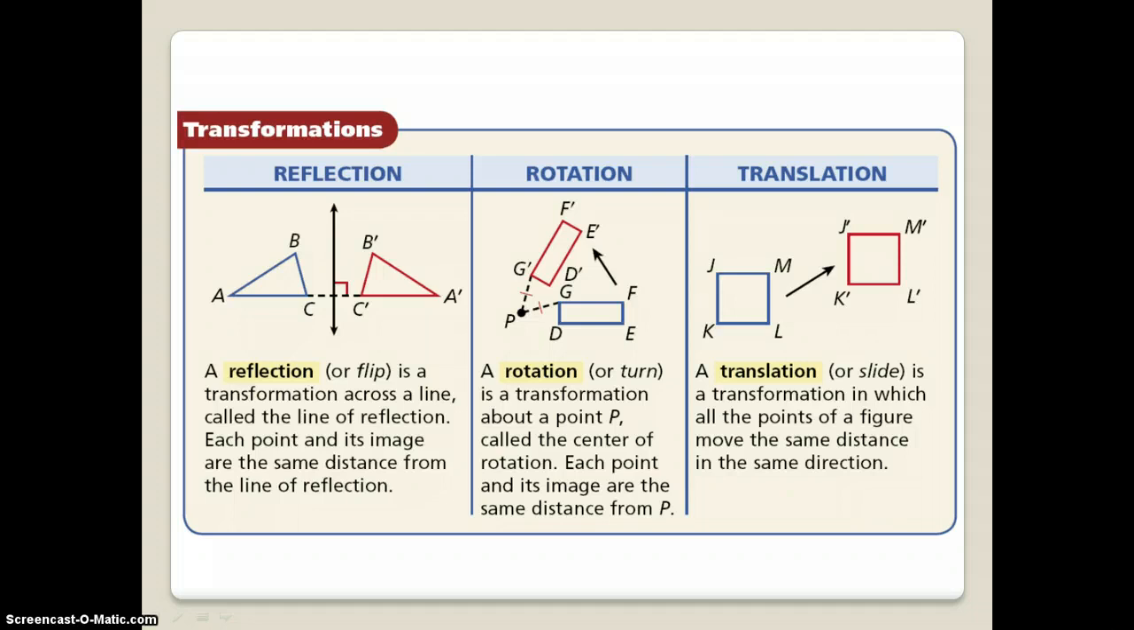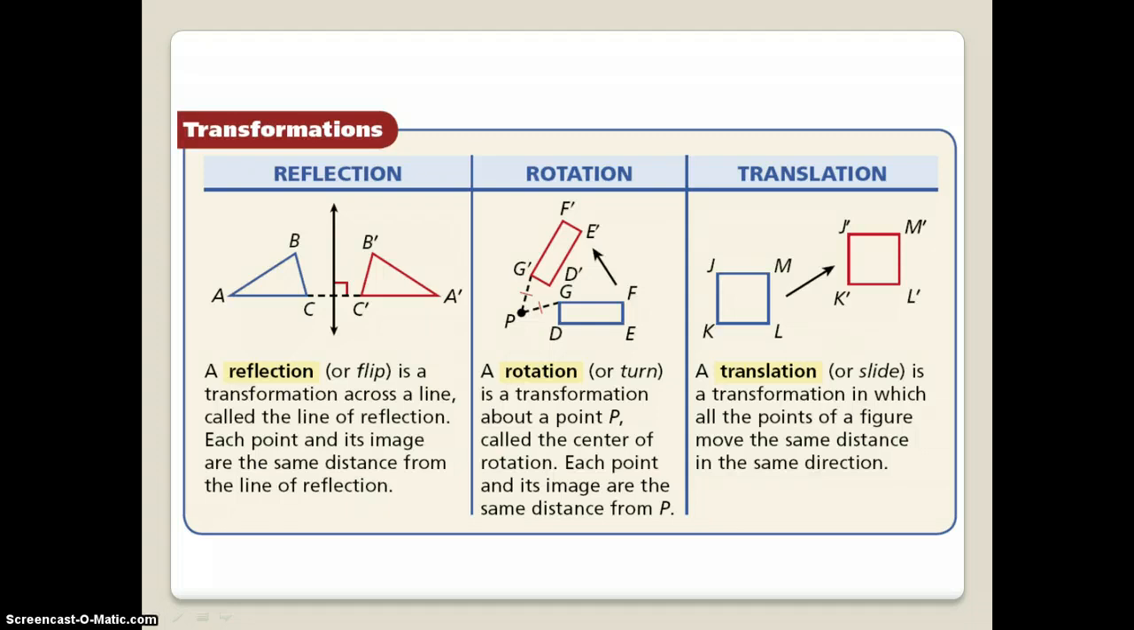A reflection is like a mirror image. It can be flipping your shape across the y-axis or across the x-axis. Your image will end up being the exact same distance from the line of reflection as your pre-image was.